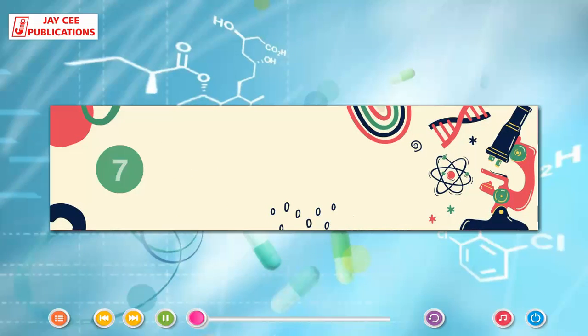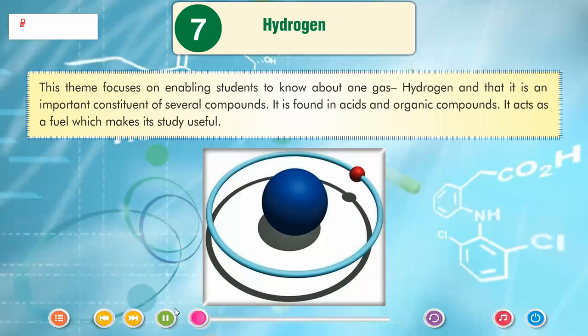Chapter 7: Hydrogen. This theme focuses on enabling students to know about one gas, hydrogen, and that it is an important constituent of several compounds. It is found in acids and organic compounds. It acts as a fuel, which makes its study useful.